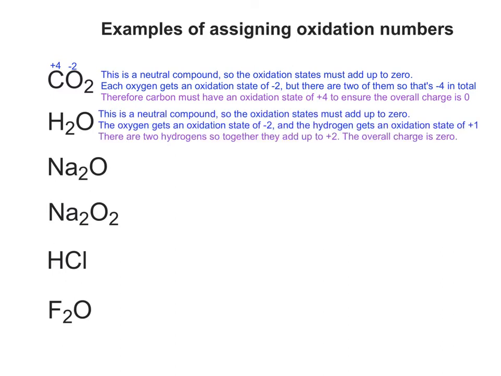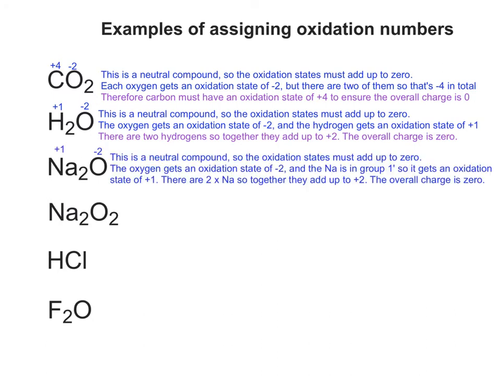In the case of water, again it's a neutral compound. The oxygen atom gets an oxidation state of -2, and the hydrogen gets an oxidation state of +1, following the oxidation number rules we just looked at. There are 2 hydrogens, so together they add up to +2, and the overall charge is therefore 0. So we can put the oxidation states above each of the atoms in the formula.